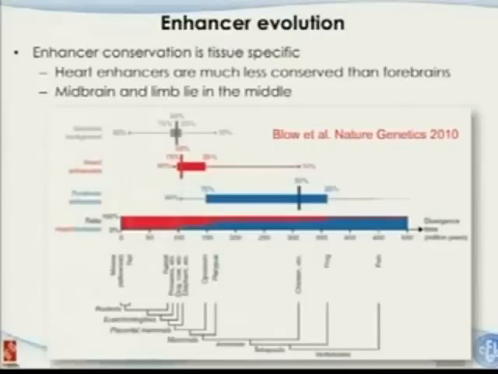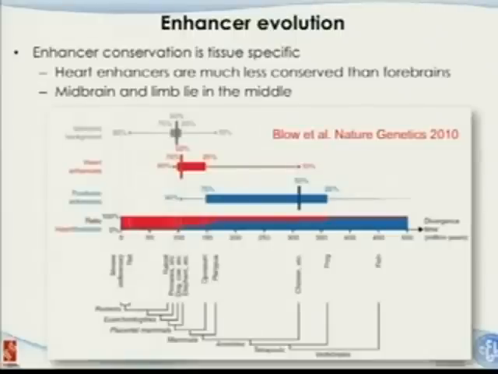And this is the enhancer evolution. This is a very interesting result: enhancer conservation is tissue specific. I'm not going to go through the figures, but you can read it pretty clearly. Heart enhancers, the enhancers in heart, are much less conserved than the ones in forebrain, and midbrain and limb lie in the middle. People are still trying to figure out why, but that seems to be what's happening.